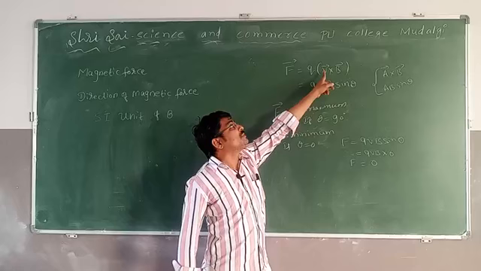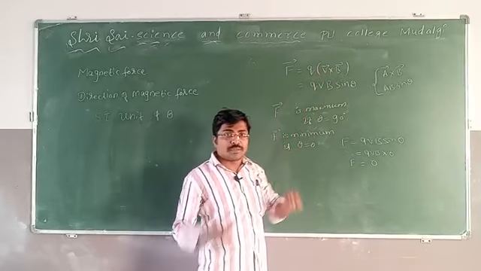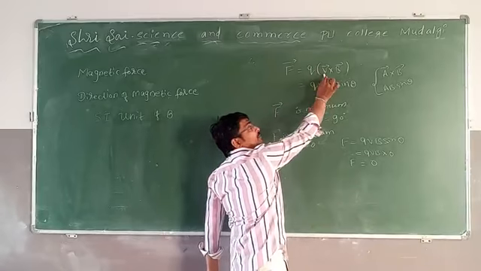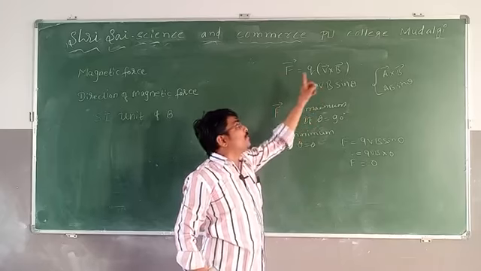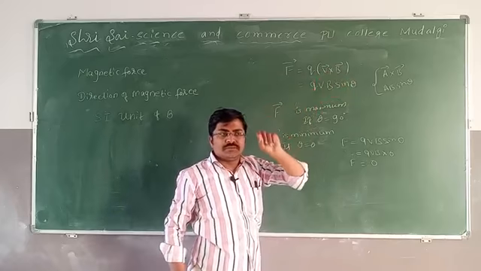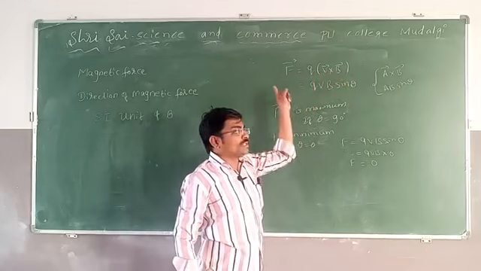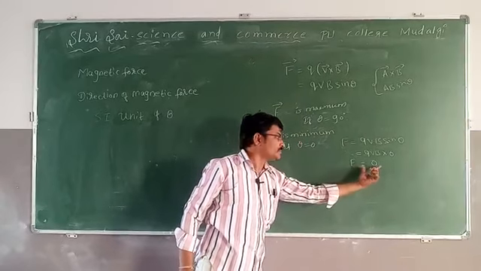When the angle between the velocity V and B is 90 degrees, remember once again, then force is maximum. If the angle between V and B is 0 degrees, then force is minimum, or there is no force at all. Minimum means 0 force.